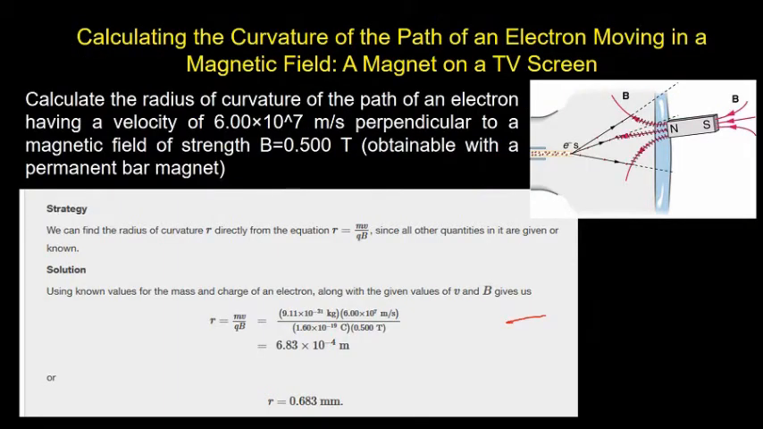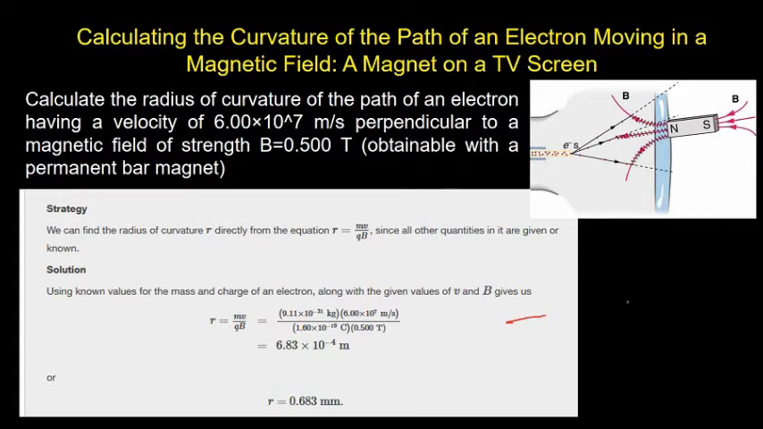Let us do a problem that uses the formula mentioned in the previous slide. Calculate the radius of curvature of the path of an electron having a velocity of 6 times 10 to the power of 7 meters per second, which is perpendicular to the magnetic field strength B equals 0.5 Tesla. So these are fairly commonly observed numbers.